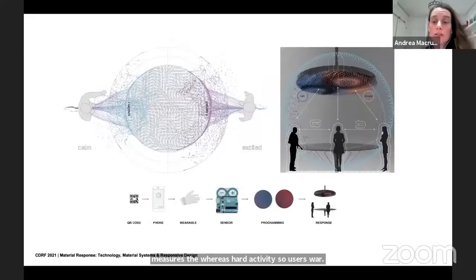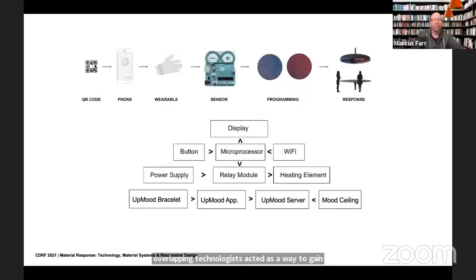And this allows us to collect biodata from the user and result in 11 different emotional states, such as calm, pleasant, happy, excited, etc. And this data was continuously fed into an app that began translating the ceiling pattern. And the use of these overlapping technologies acted as a way to gain insight into a more profound human experience. The sensor for each band works directly with the ceiling.